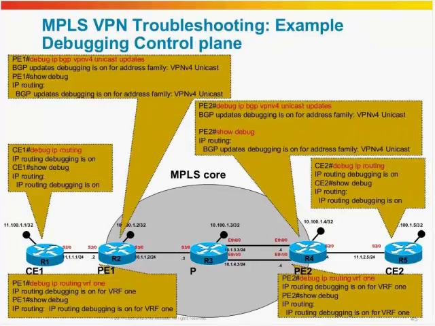So as part of troubleshooting, these are a few of the debugs that will help to get more details about the control plane information. So again, on CE device, we don't have any special configuration, and so we simply rely on debug ip routing. On PE device, we can use two debugs. One is related to BGP, debug ip bgp vpnv4 unicast update. That will be giving more details about the BGP VPNv4 updates sent and received. And VRF aware routing, debug ip routing vrf and the VRF name.